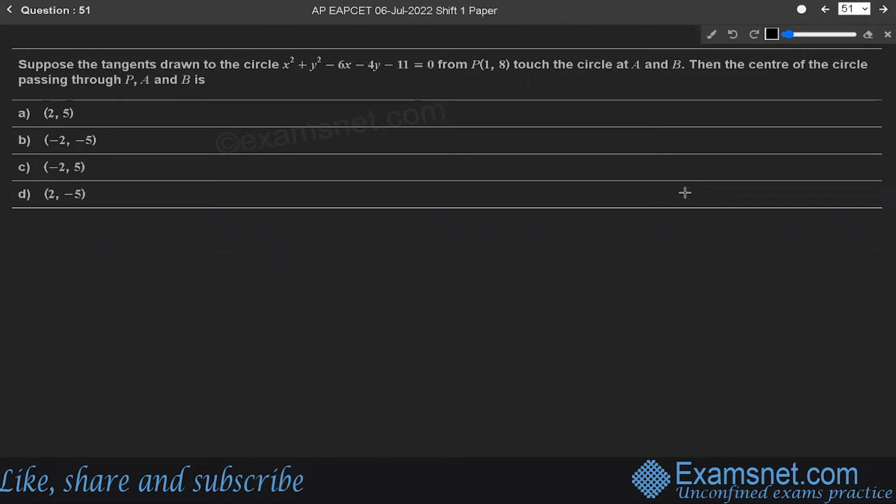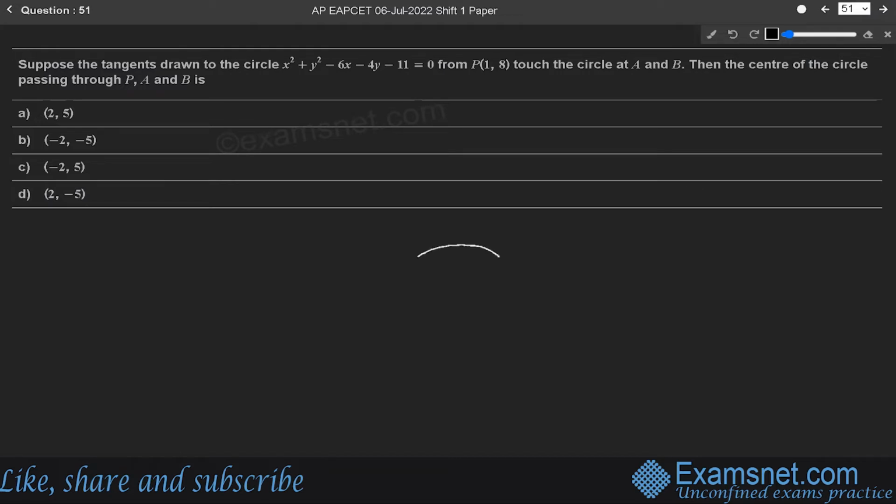Next question is, suppose the tangents drawn to the circle x square plus y square minus 6x minus 4y minus 11 is equal to 0 from P (1, 8) touch the circle at A and B, then the center of the circle passing through P, A and B is. So to understand this question, first let us make the required circles.